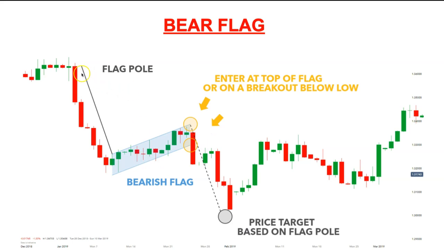As you can see here, this is a huge sell-off here, and there's a period of consolidation. Often this period of consolidation is upsloping and it increases in low volume. But once this breakout happens, this sell-off usually happens in high volume.